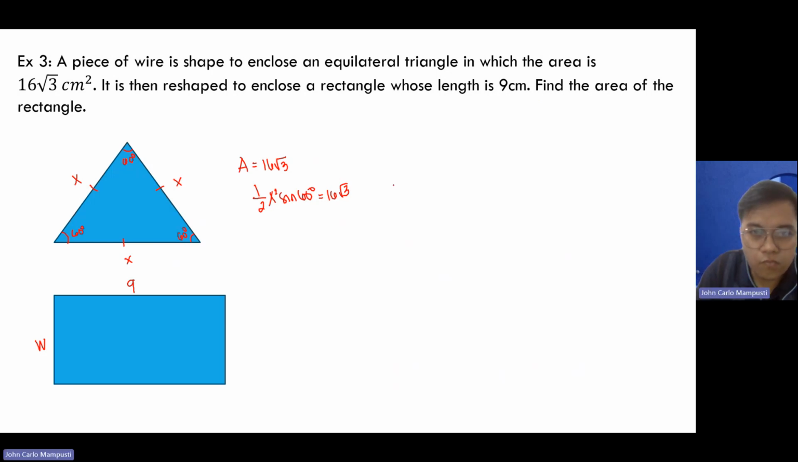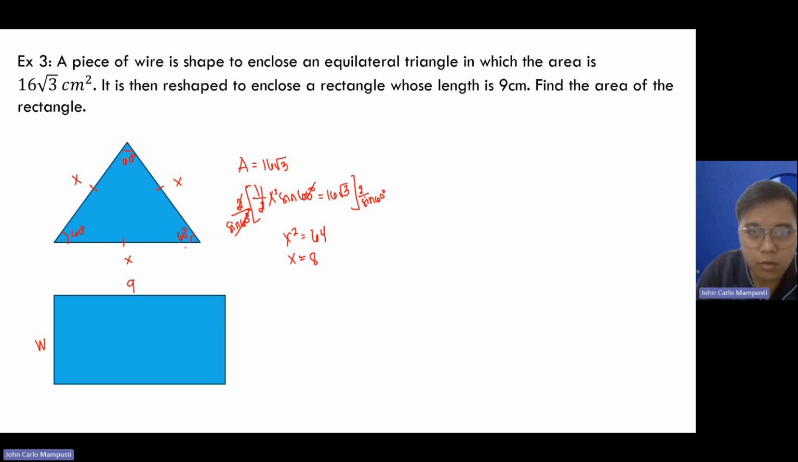So, pwede nyo itong i-multiply both side ng 2. Then, divide nyo ng sine 60. So, ito pwede ito makancel. Ito pwede rin ito makancel. Therefore, x squared is equal to, we have 16 square root of 3 times 2 over sine 60. So, this is equal to 64. Ang square root, therefore, x is equal to 8.